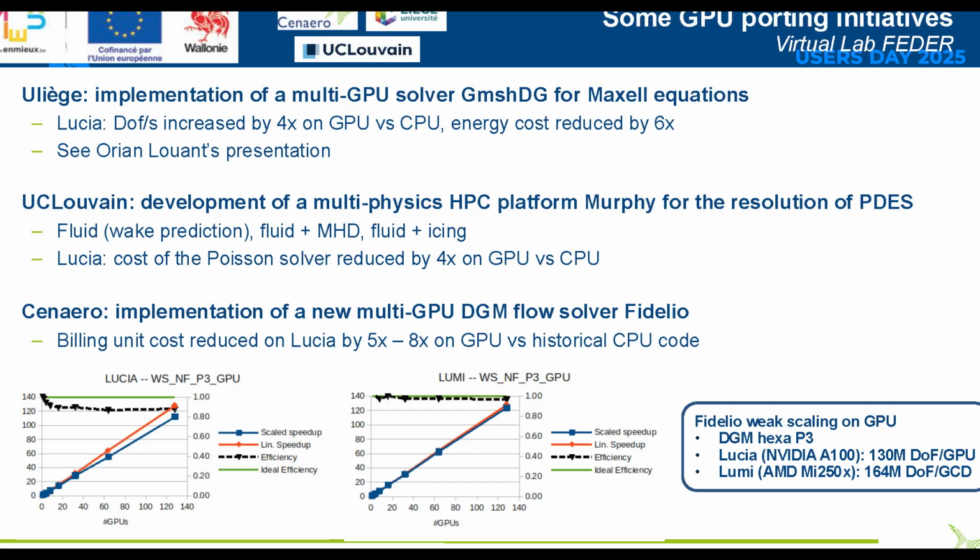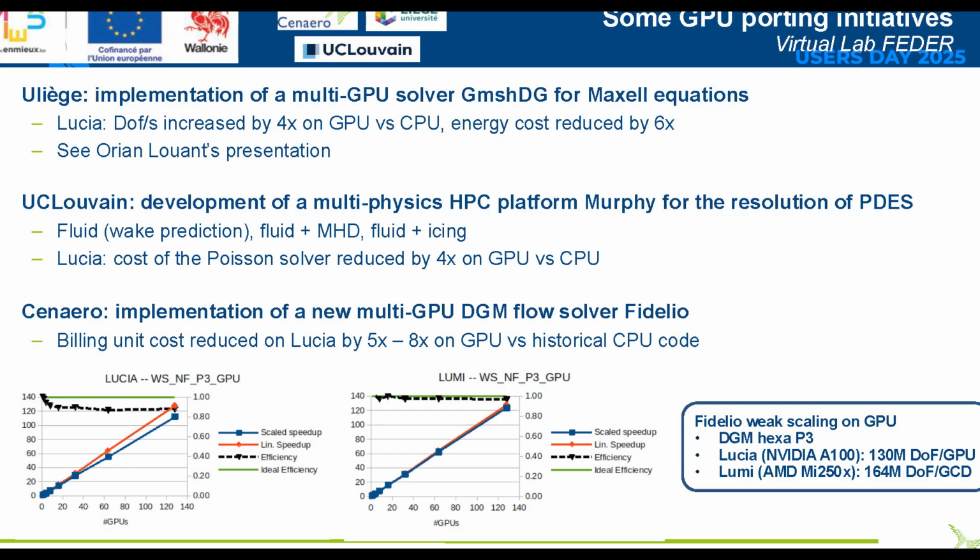So I would like to introduce here some GPU porting initiatives in Wallonia that are funded by a FEDER project named Virtual Lab, because again there's a necessity to port our code to GPU. Orian has already introduced his GPU solver GMesh DG for Maxwell equations. At Louvain, Philippe Chatelain, who is also here, is developing a multiphysics HPC platform called Murphy for the resolution of PDEs in general. And at Cenaero, we have also started to work on the development of a multi-GPU flow solver called Fidelio, as I mentioned.